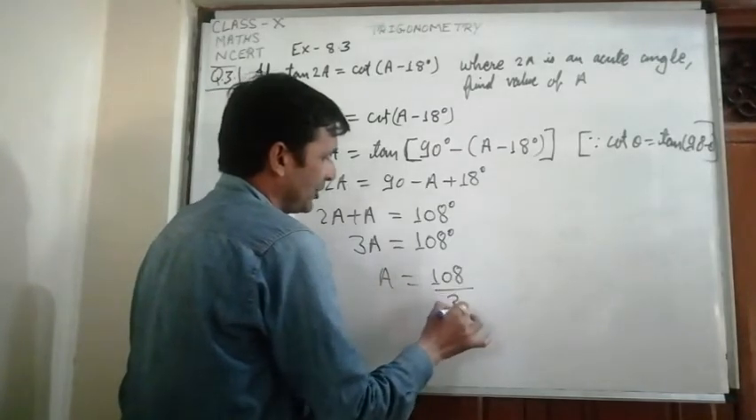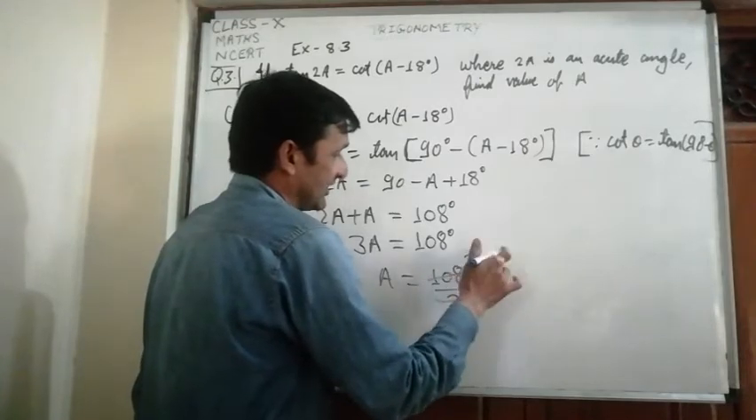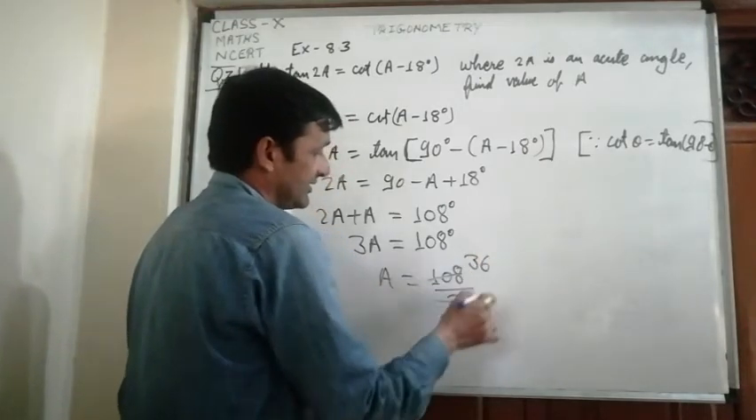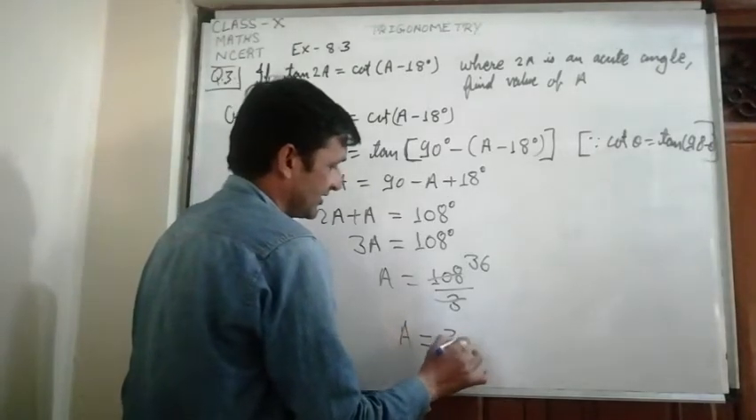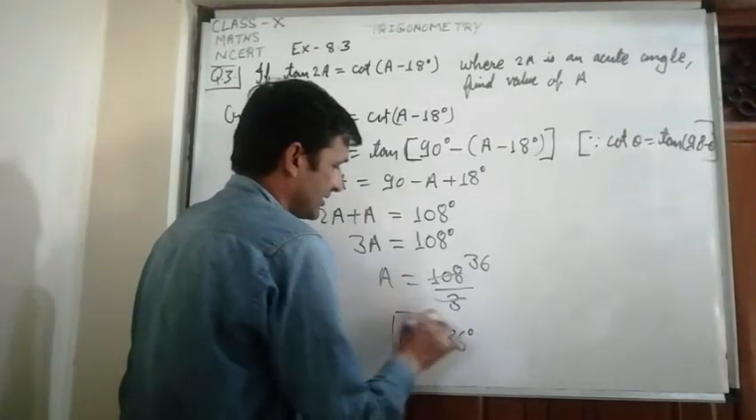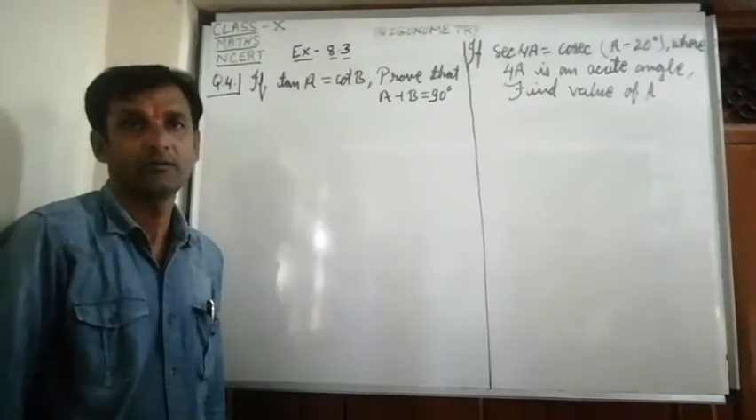Means 108 upon 3, that is 3 3s are 9 and 3 6s are 18. So a is equal to 36 degree. This is the answer for our required question. Now this question is over.